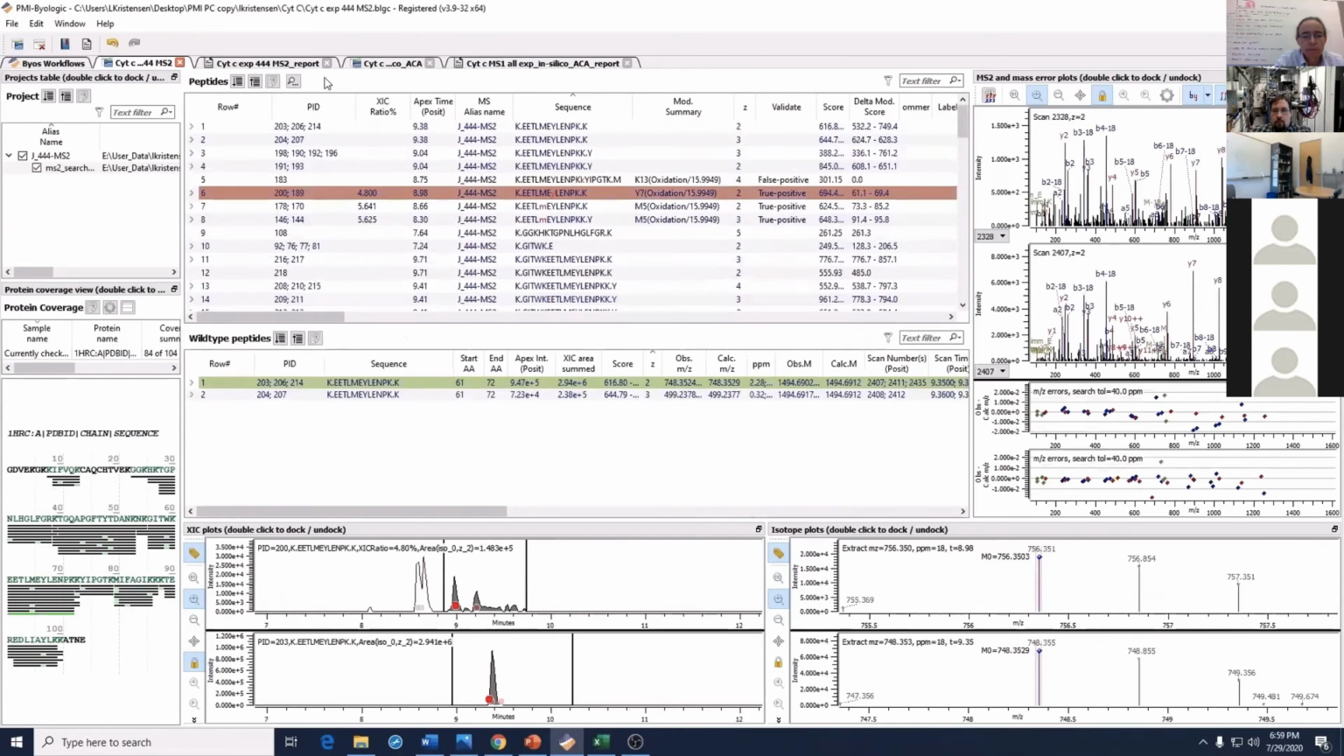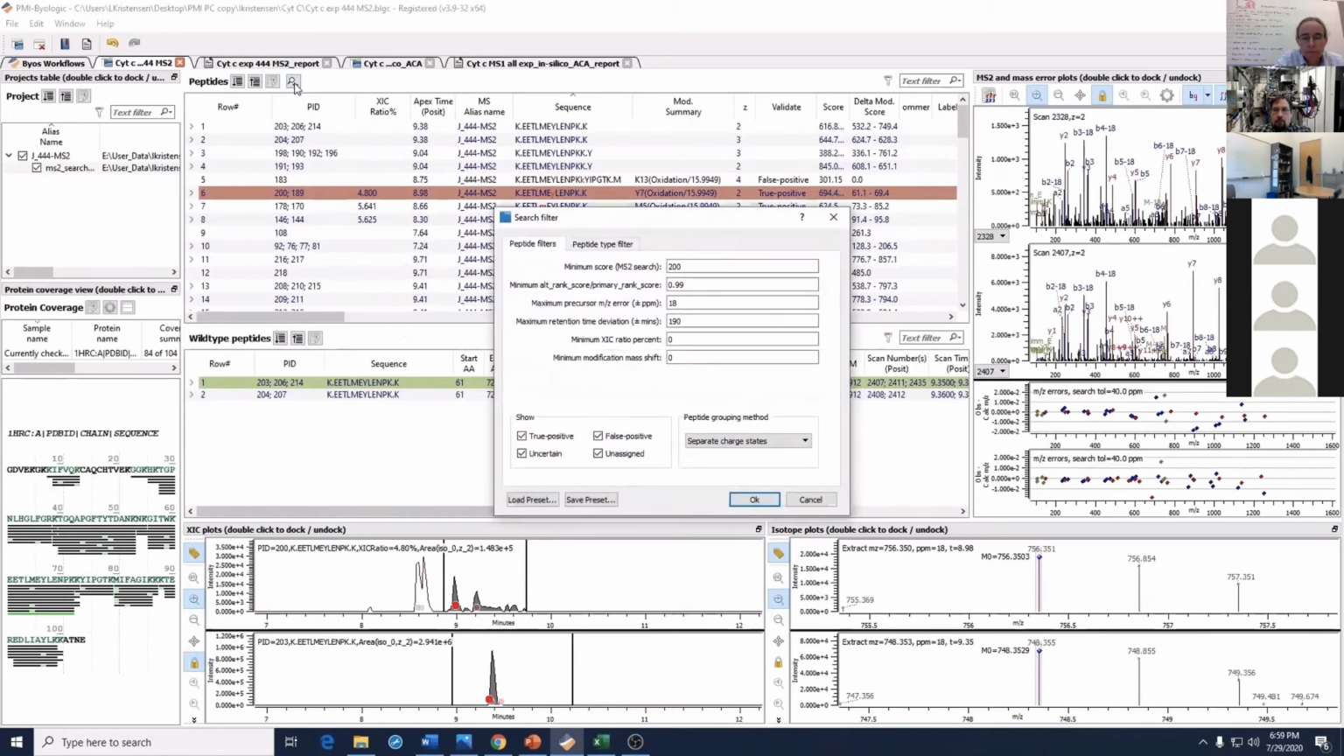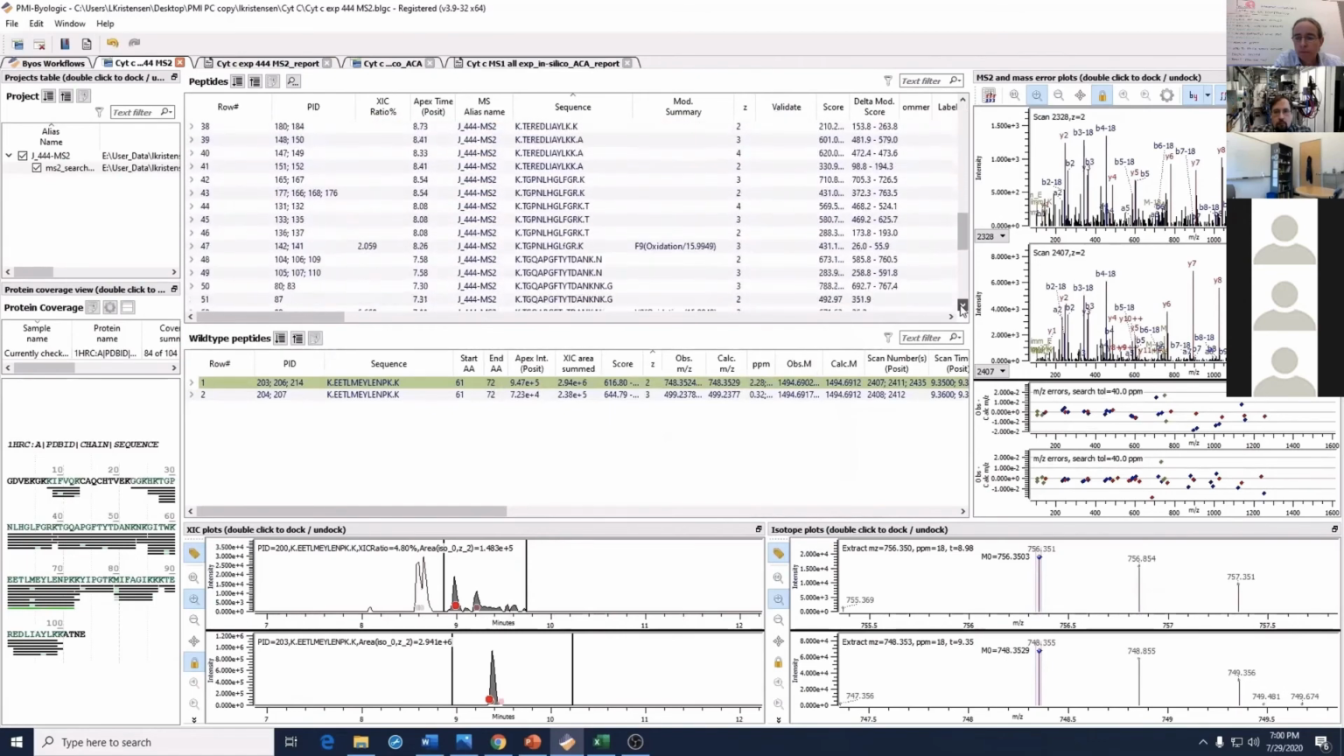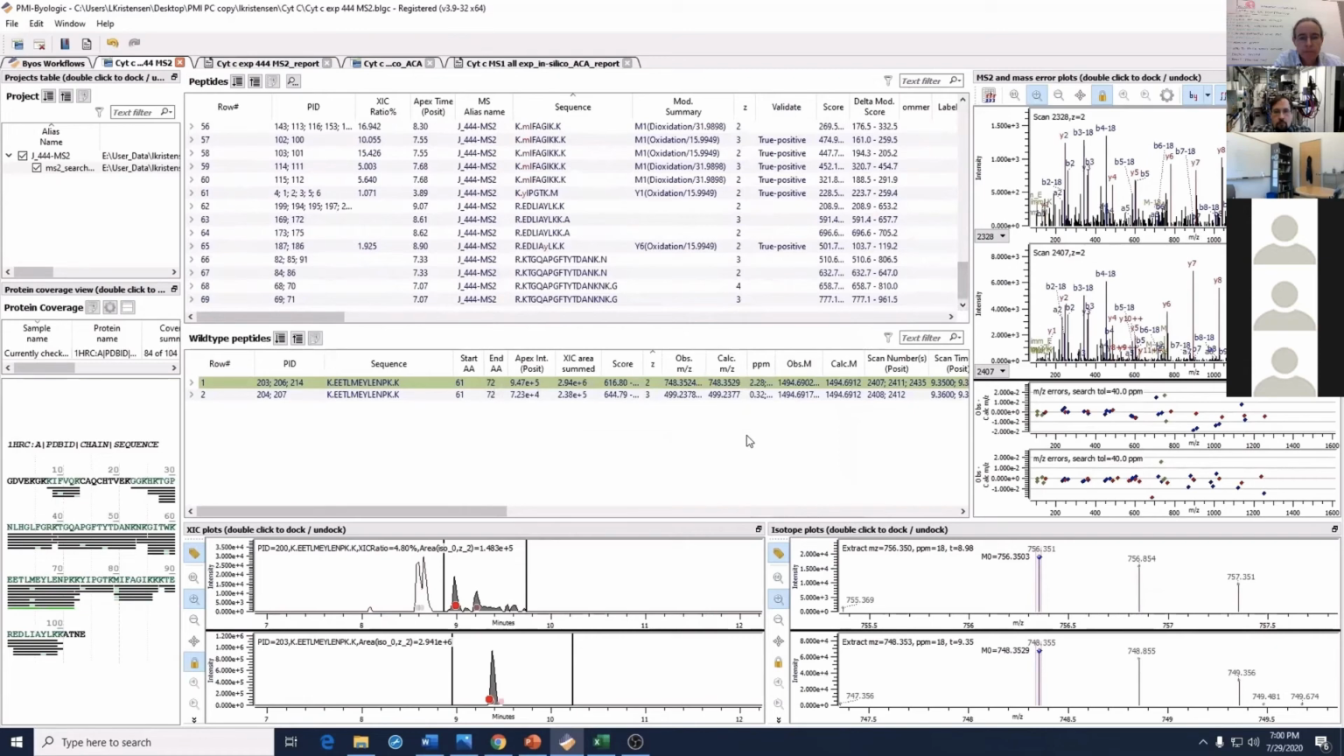Once you're satisfied with the manual validation, you can go ahead and set the peptide filter that will be used to generate the in silico CSV file. Here I've set the minimum score to 200, and we want to make sure we deselect the peptides that have been labeled false positive and uncertain, since we don't want those included in the CSV file. And then we'll go ahead and click OK. And after that filter has been applied, we can see that in our validate column, we're left with peptides that are either unassigned or those that have been labeled as true positive peptides.